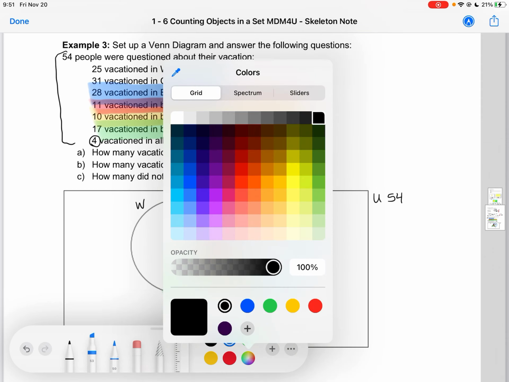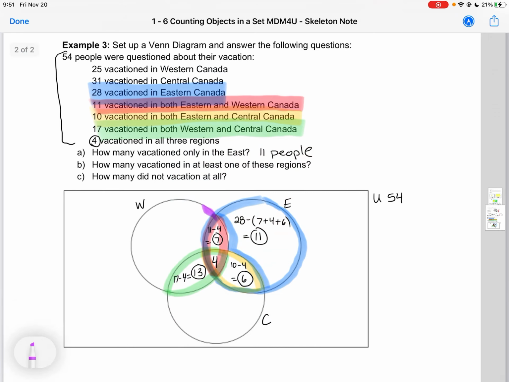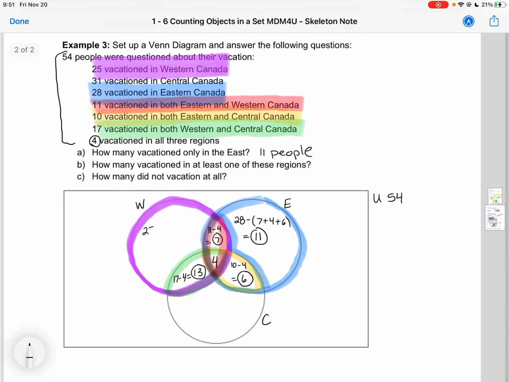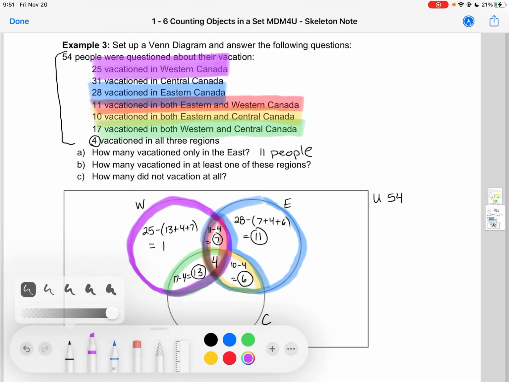Okay, let's do our next one. Okay, now I've got a purple. So now we're looking for Western Canada. So this whole part of the circle, Western Canada, has to add up to 25. So just like I did, I can start with 25, and then I'm going to take away the sum of the other 3 sections of that Western circle. So take away 13 plus 4 plus 7, which is going to give me 1 person that only vacationed in Western Canada.